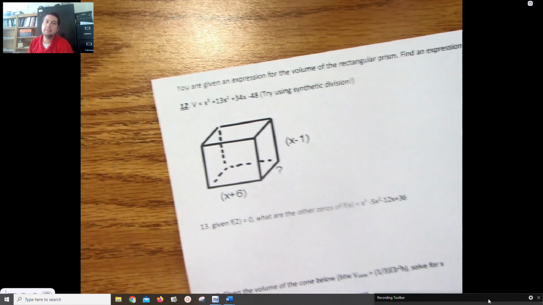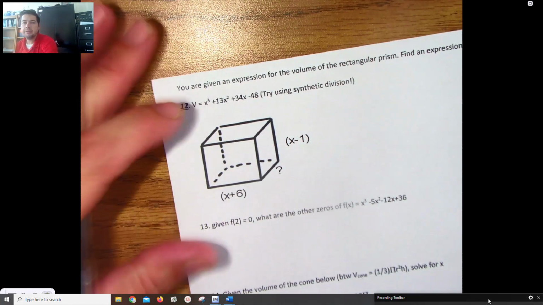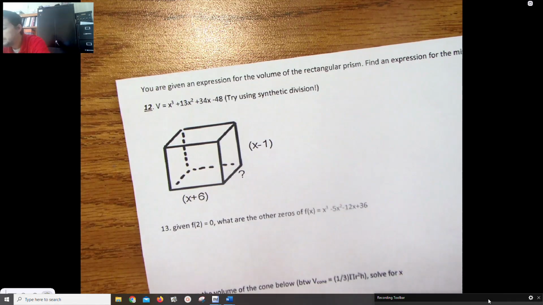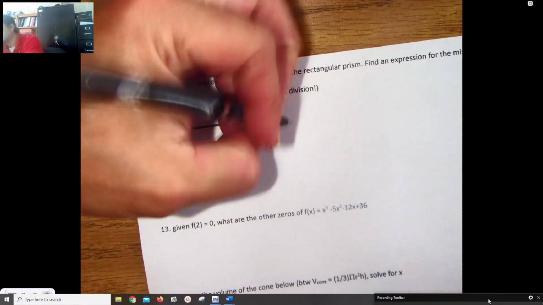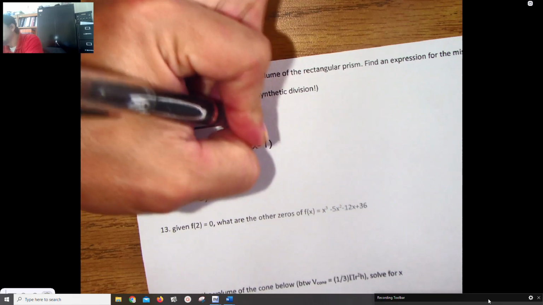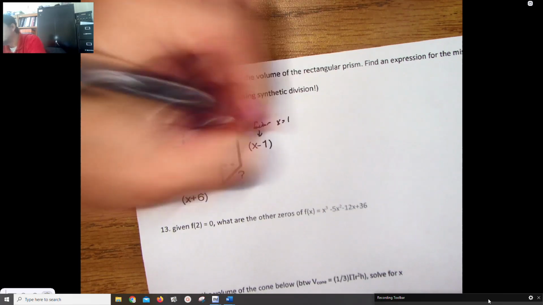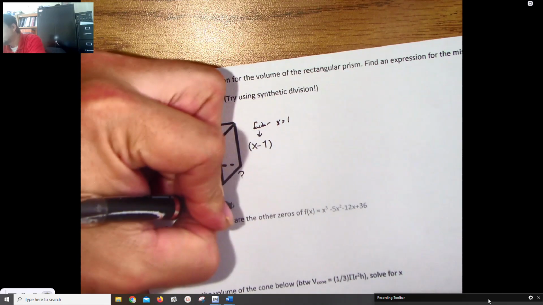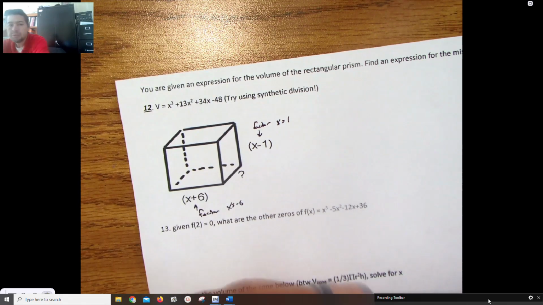Geometry. You were given an expression for the volume of a rectangular prism. Find an expression for the missing dimension. And the hint here is to try using synthetic division. So that's what we're going to do. So this is a factor, which means x is 1. This is another factor, which means that x is negative 6. Because when you create factors, you change the signs and vice versa.